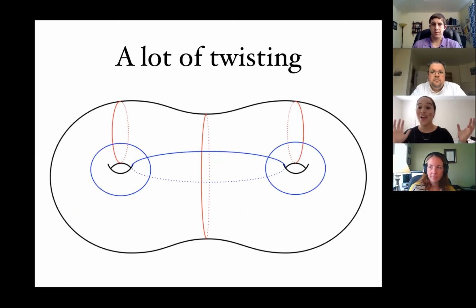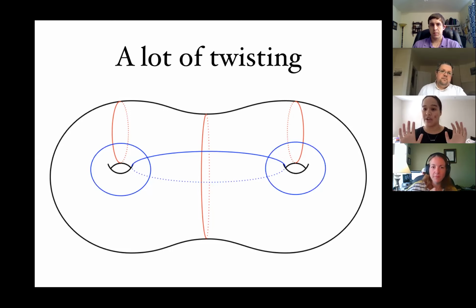Okay, so for example, you could do a ton of twisting. So here I've drawn a whole collection of curves on my surface, and I've shaded them in different colors. So some of them are red and some of them are blue.